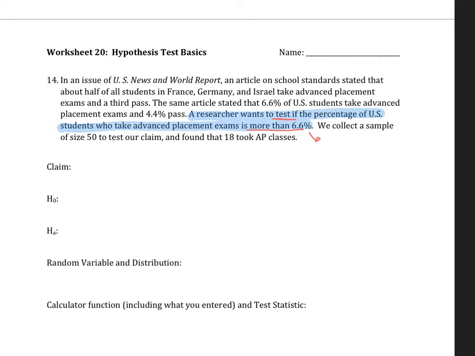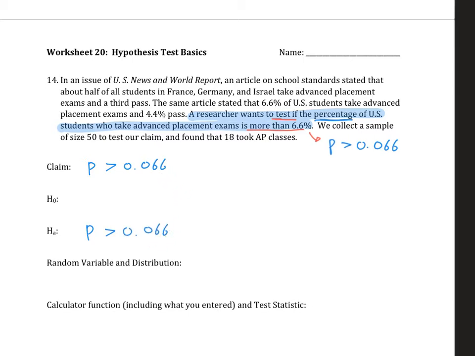Again, I noticed that they're talking about percentage, which is proportion. So I'm going to use letter P. And they say they want to test if it is more than 6.6%. So P bigger than 0.066. So the first step is to write the claim, P bigger than 0.066. Again, I didn't use the letter mu because we're not talking about average, we're talking about proportion. For H naught and HA, I noticed that the claim doesn't have an equal sign in it, so this is going to be our HA.